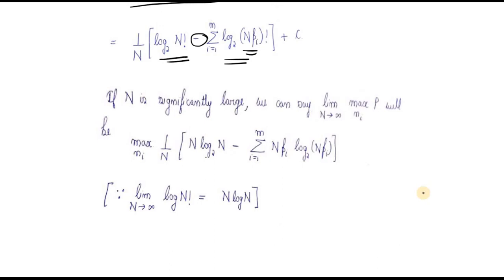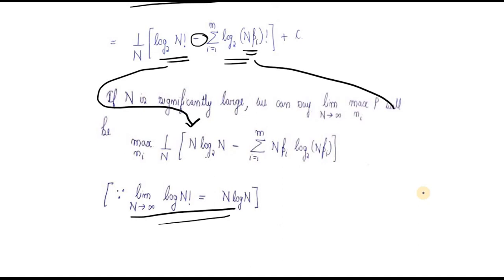So when n is very large, we can say that this proposition holds, and we can further simplify both the log base 2 n in this form. We can write log to the base 2 of n factorial as n log base 2 n. Similarly, log to the base 2 of n_i factorial as a term which will look like this: n_i log to the base 2 n_i.